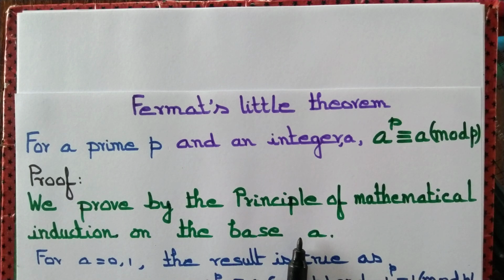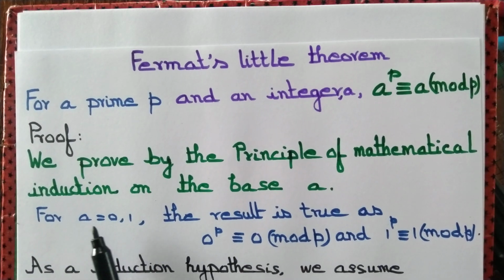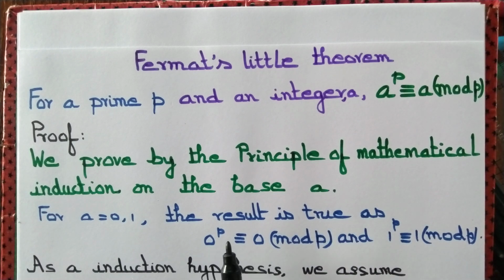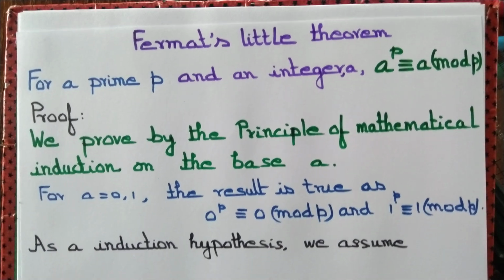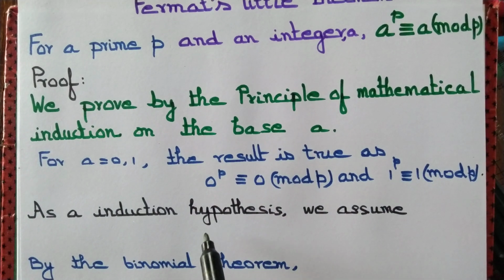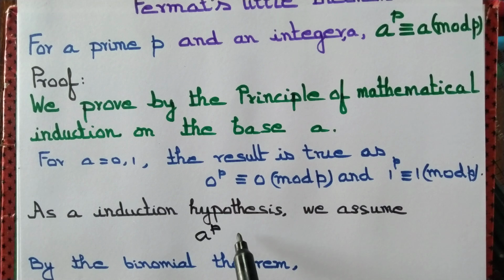So we will choose a equal to 1, 2, 3, 4 and so on. In other words, we will choose a equal to a positive integer and prove it by mathematical induction. Observe that for a equal to 0, the result is true, as 0 to the power p is of course equal to 0 for any prime p, and 0 is congruent to 0 mod p. For a equal to 1, 1 to the power p is again 1, and 1 is congruent to 1 mod p.